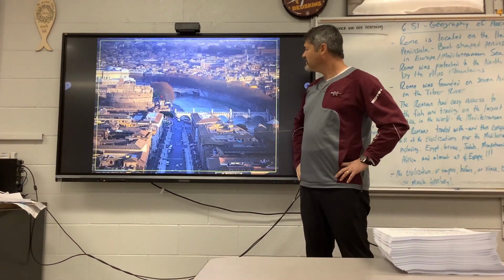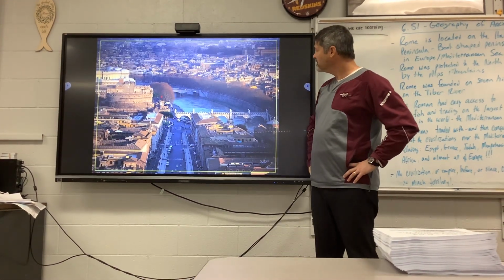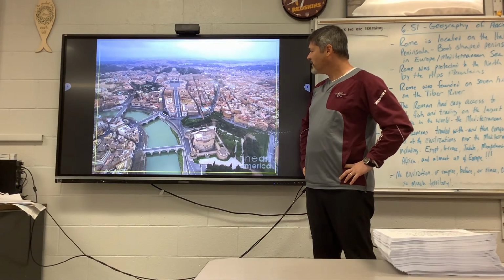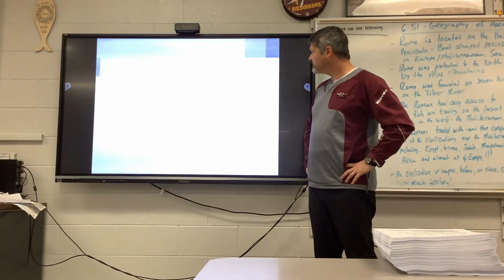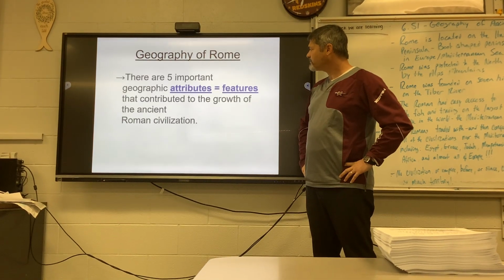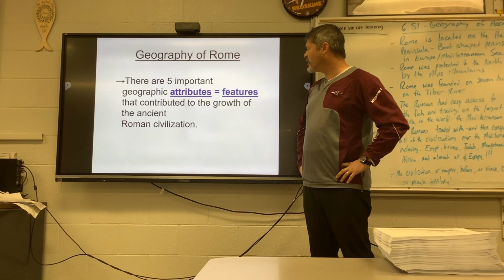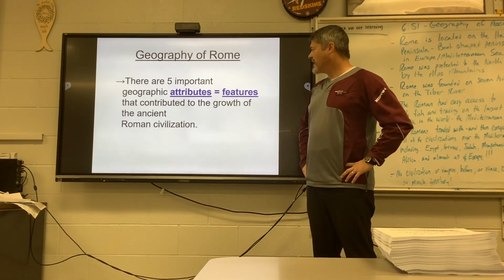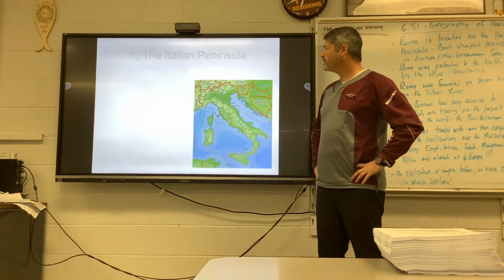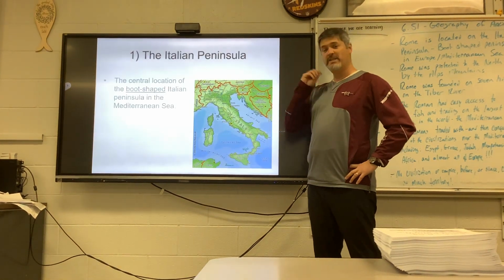Next. There's Rome today. Major city. Next. There's more of Rome today. The geography of Rome. Next. There are 5 important geographic attributes or features that contributed to the growth of the ancient Roman civilization. Next. Number 1 was the Italian peninsula.